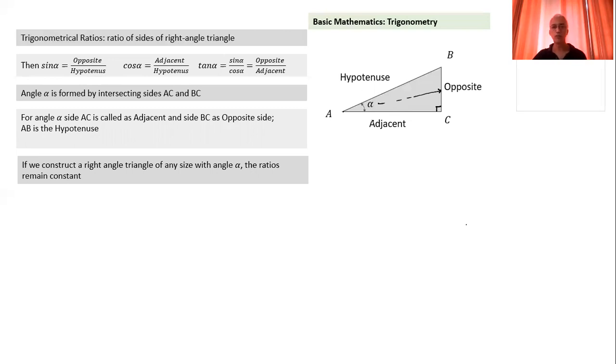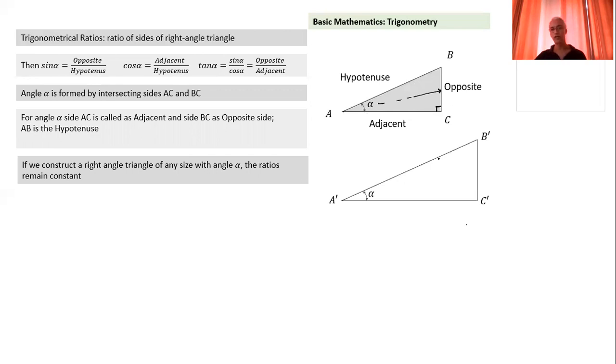So we construct a right angle triangle, and this particular angle is alpha. If you measure the lengths of the three sides, we can find these ratios for this particular angle alpha. So it depends on the lengths of the three sides which form this triangle. What if we construct a triangle keeping the angle alpha the same, but the size of the triangle is different? Will these ratios change? Let's understand.